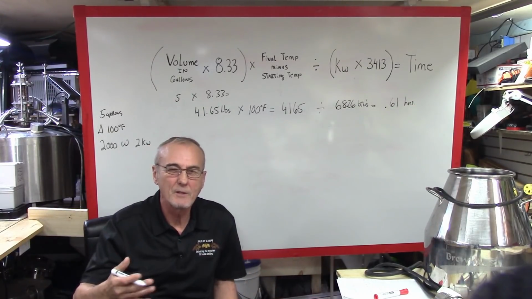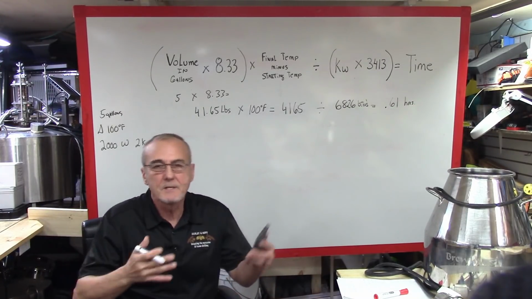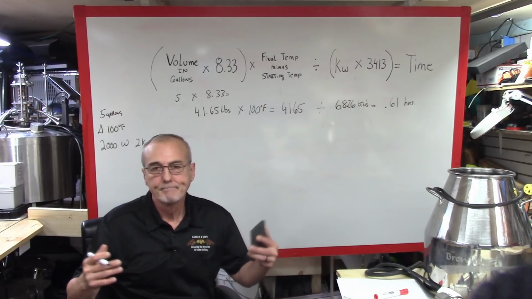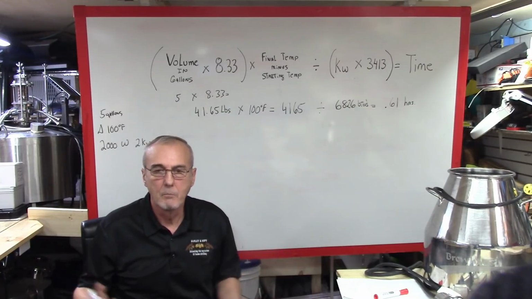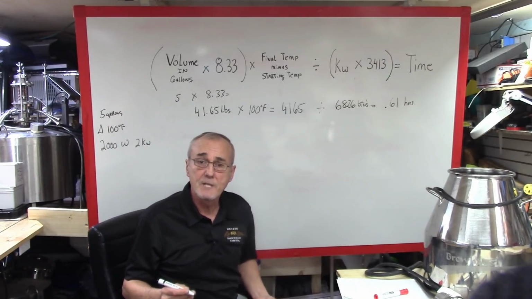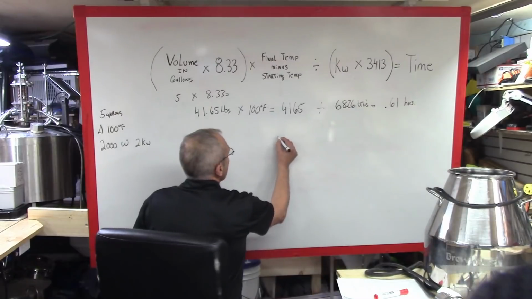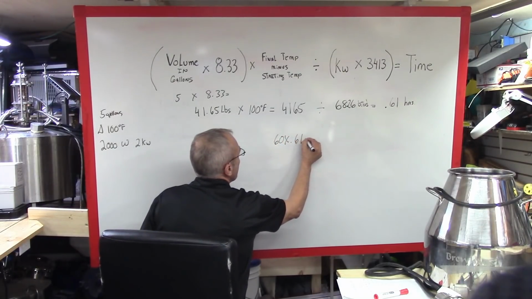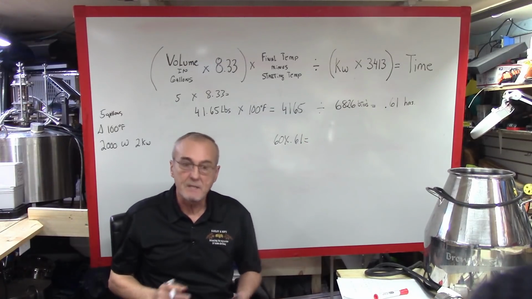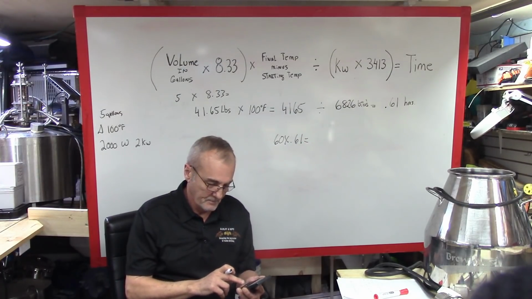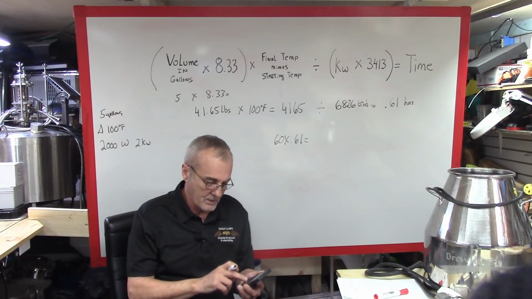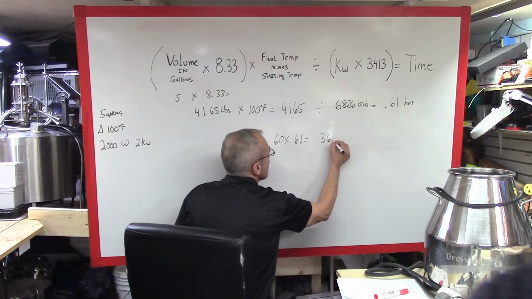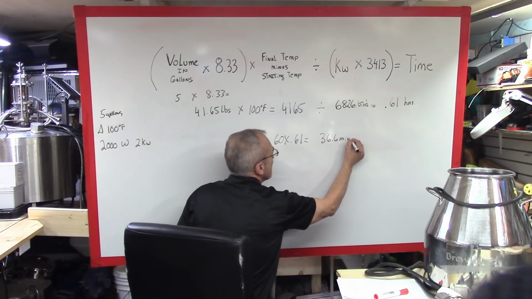At this point, it should be relatively simple. You've got 60 minutes in an hour. 0.61 hours is 60 times 0.61, because it's 61% of that hour. So 60 times 0.61 will give us minutes. 60 times 0.61 equals 36.6 minutes.